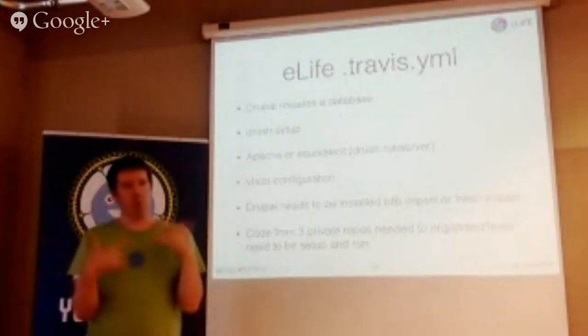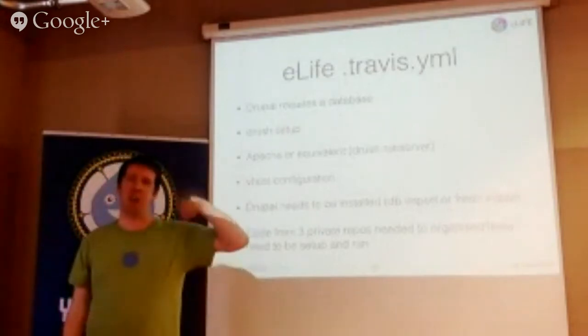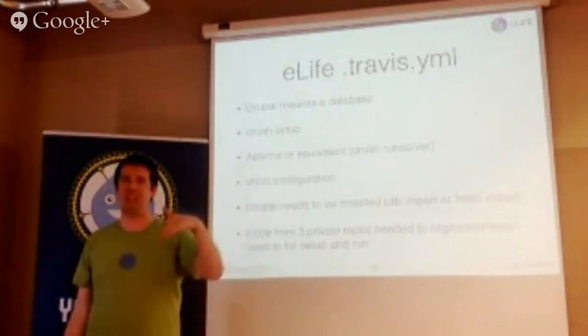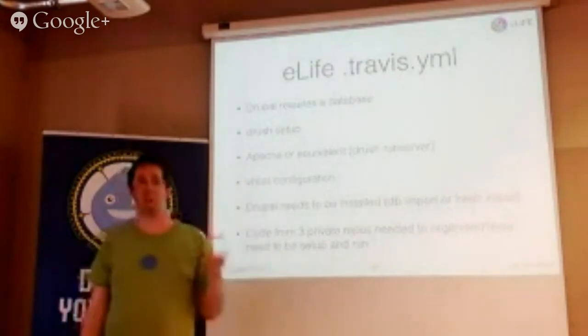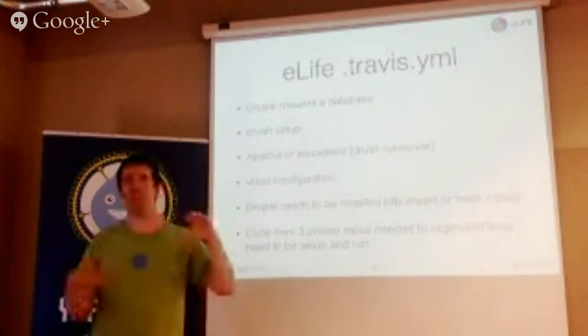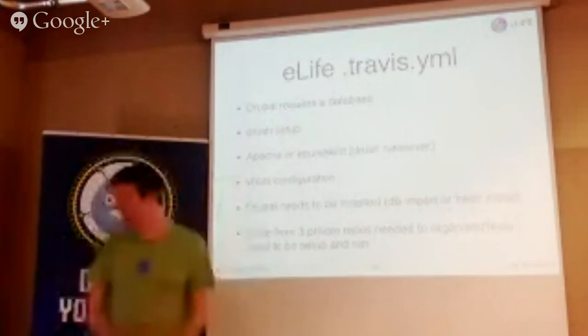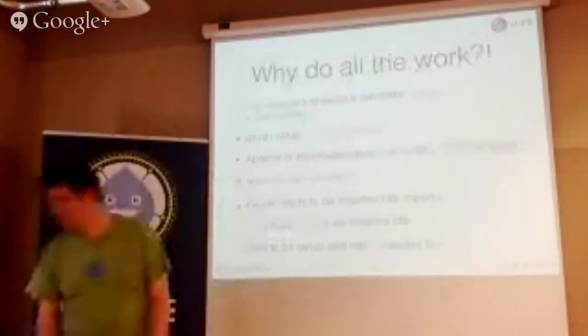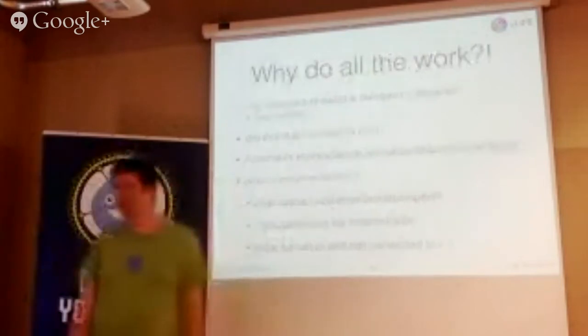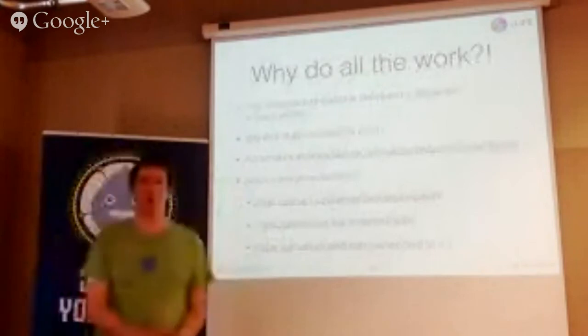So we also need code from 3 repositories. Travis CI will automatically check out the project that it's monitoring, but we are cloning 2 other private repositories as well. So there's some complexities there. But why do all the work, right? Someone else has probably solved the same problems.